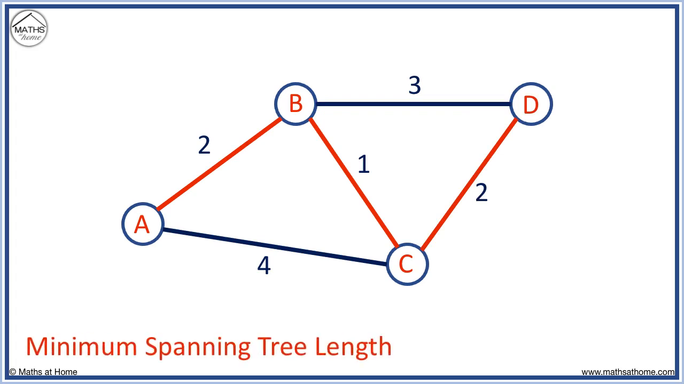The length of the minimum spanning tree is found by adding the total lengths of the tree. 2 plus 1 plus 2 equals 5.